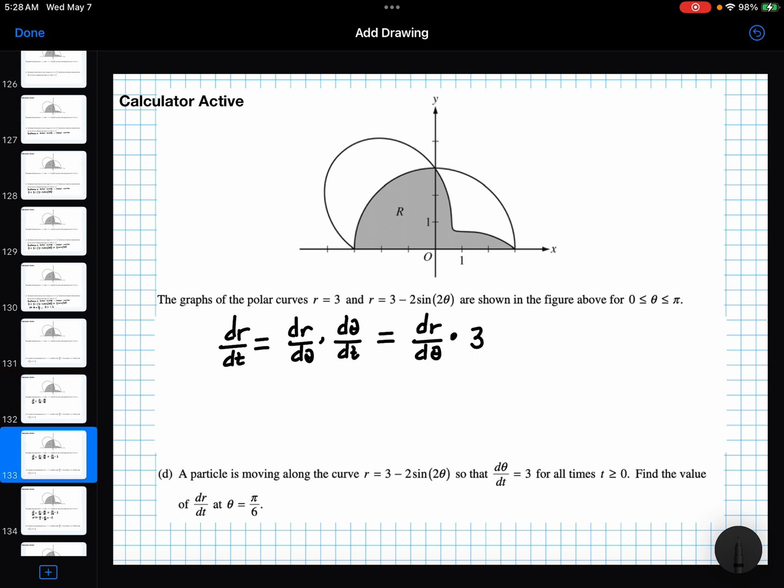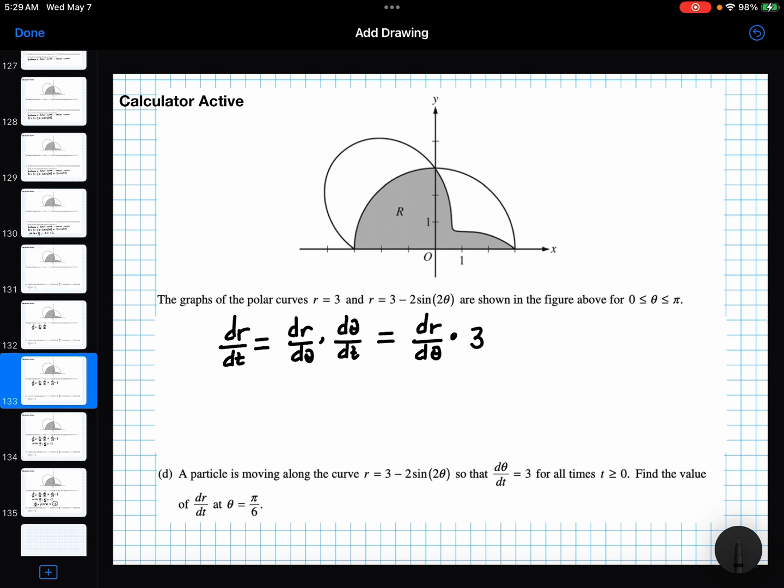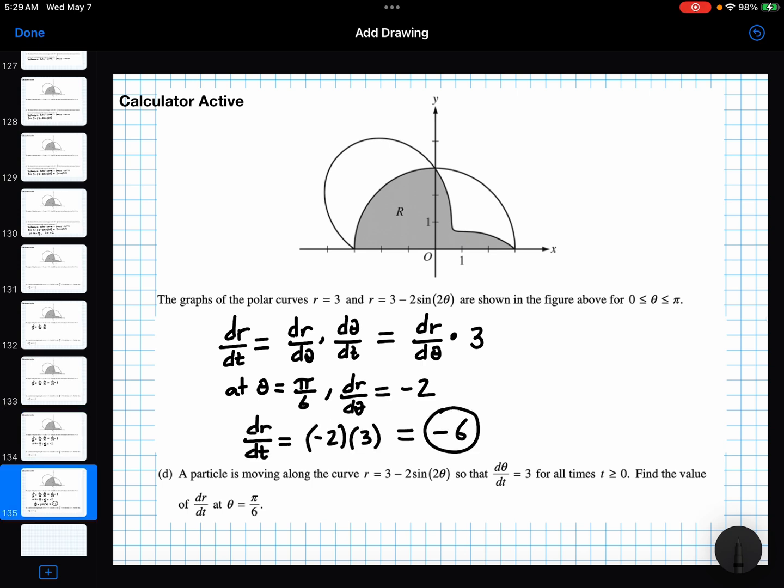So when I do that, I get dr d theta times d theta dt, which they told me in the question was 3. So I have to find dr d theta at theta equals pi over 6. Dr d theta, that's the derivative of what they gave me, is equal to -2. So I just multiply -2 times 3, and I get my -6 answer.